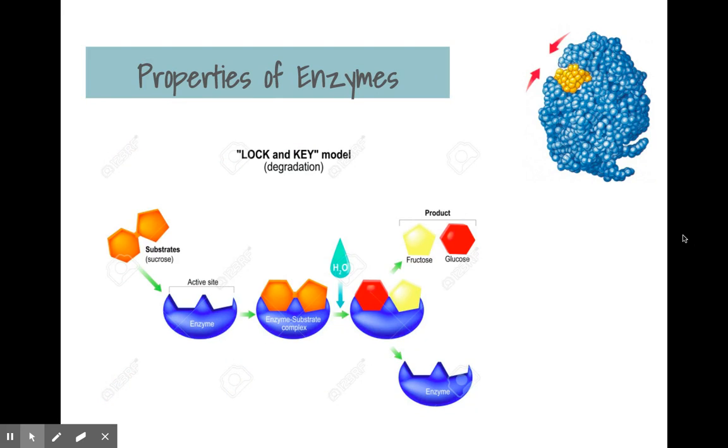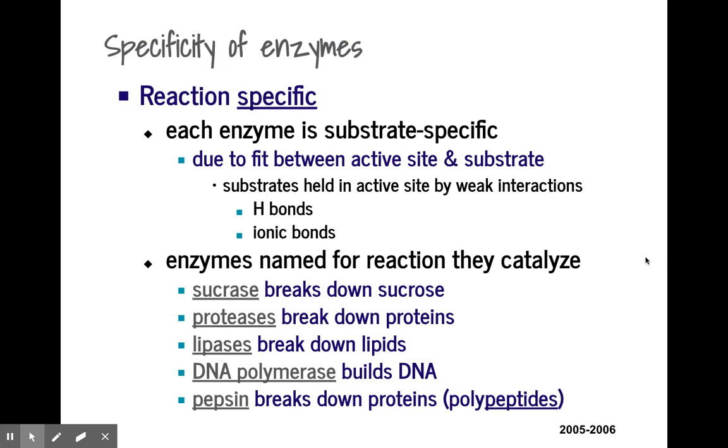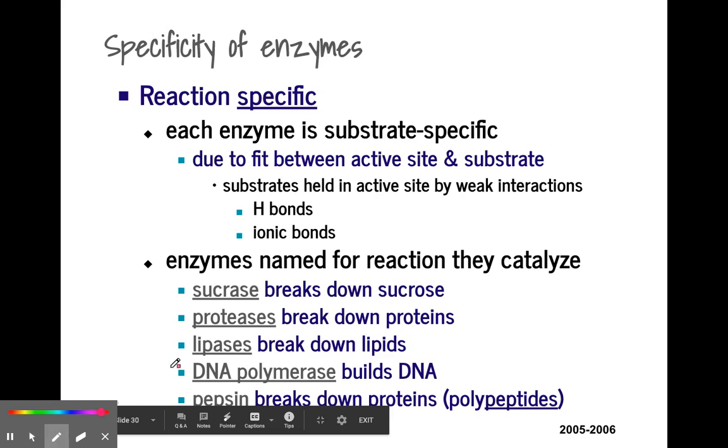All right. What are some properties of enzymes? So the specificity of the enzymes. These are reaction specific, meaning that each enzyme is substrate specific due to the fit between the active site and the substrate. The substrates are held in the active site by weak interactions, held together by hydrogen bonds and ionic bonds. Enzymes are named for the reaction they catalyze, and as you notice, most enzymes end in ASE.